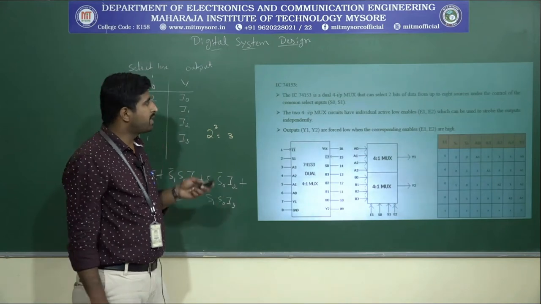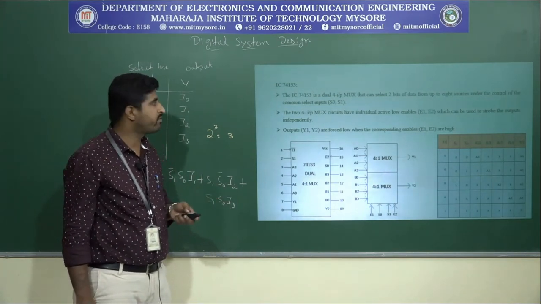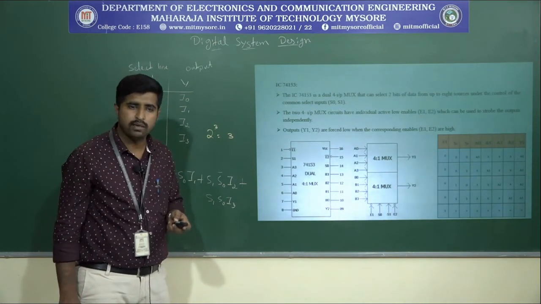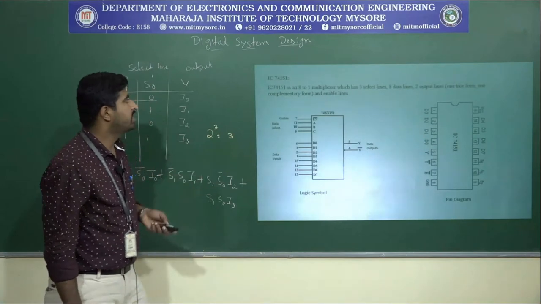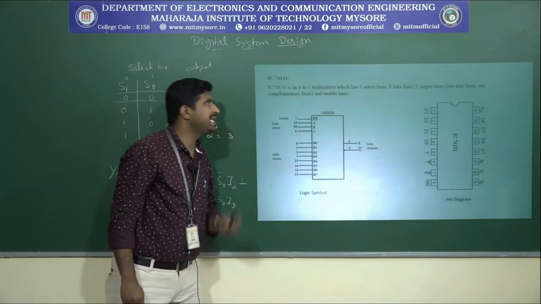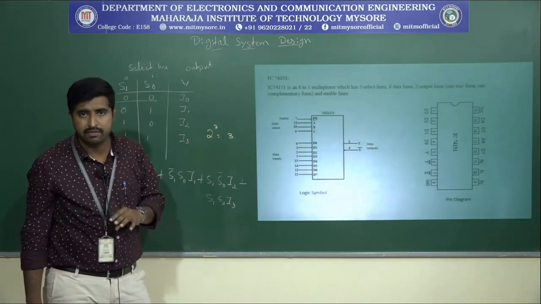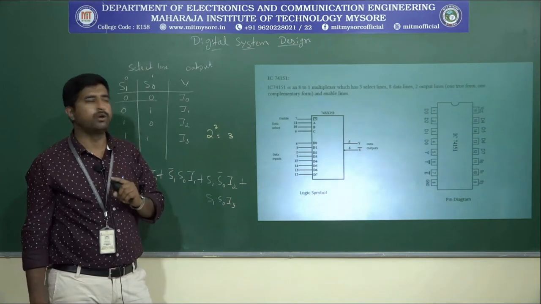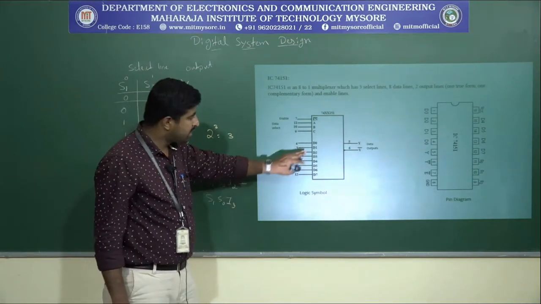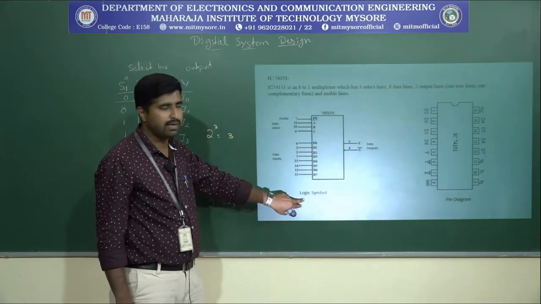Similarly, let's move to the next IC available, that is our 74151, an 8:1 mux, where it has a single 8:1 mux. So this is IC 74151. It is an 8:1 multiplexer which has 3 select lines and 8 data inputs, and will have only 1 output. These 8 data inputs are represented as D0 to D7. So this is the logic symbol, and this is the pin diagram.